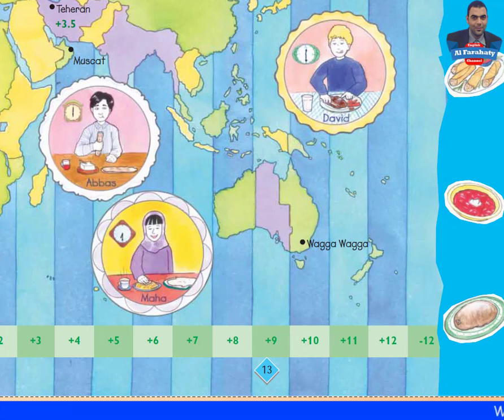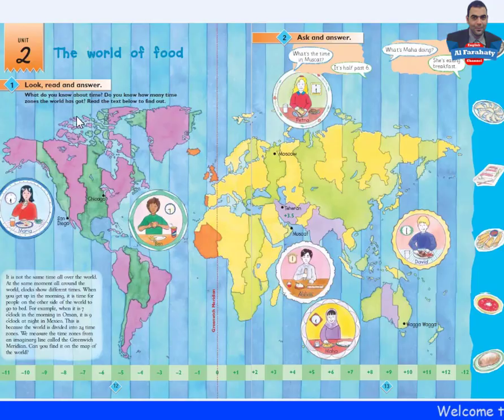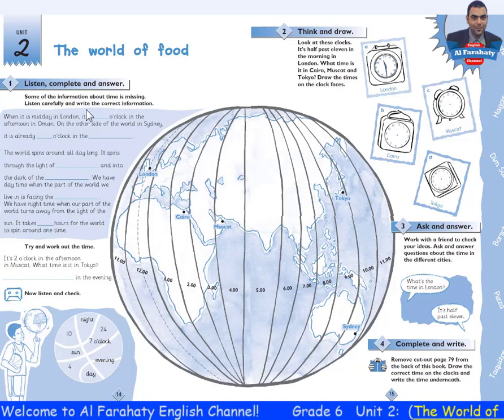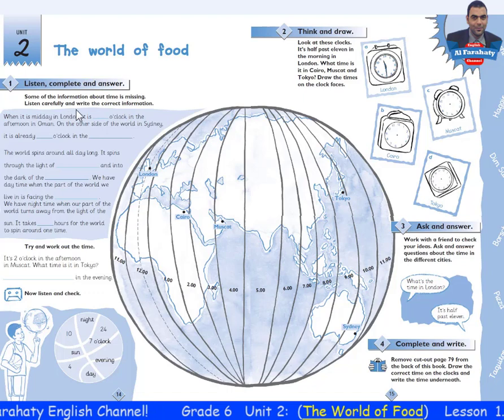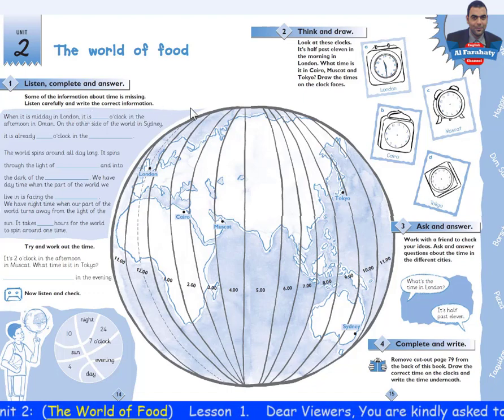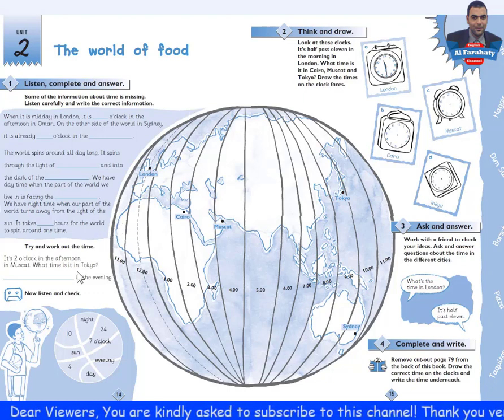Let's go to page 14 of your skills book. The first page of the unit. Yes, this page. Unit 2, The World of Food. Activity 1. Listen, complete, and answer. Some of the information about time is missing. Listen carefully and write the correct information. We will read this and you are asked to listen carefully and write the correct information from this box. Let's read.